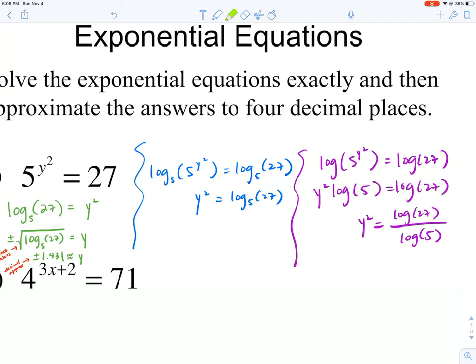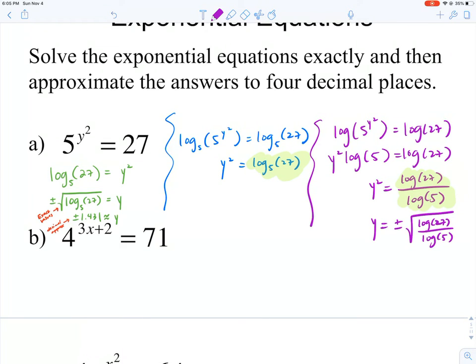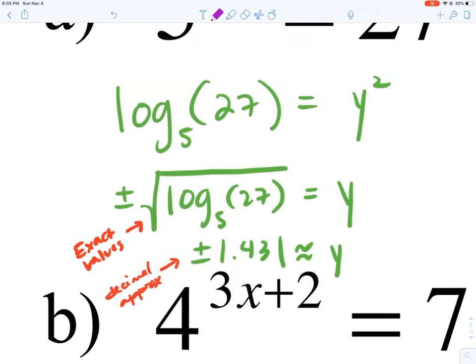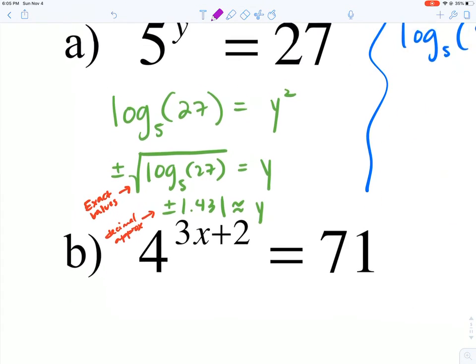Okay, notice right here, by change of base formula, this is equal to the log base 5 of 27. So then when we finish solving, we get y equals plus or minus the square root of log of 27 over the log of 5, and you'll end up with the same decimal approximation. I do not care which method you use. It just needs to be correct. Okay, so I'm going to stick with, and I think it's the most efficient, to think about rewriting, when possible, in the equivalent logarithmic form.